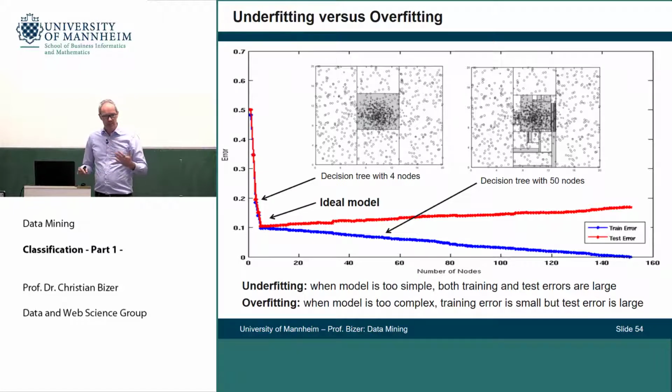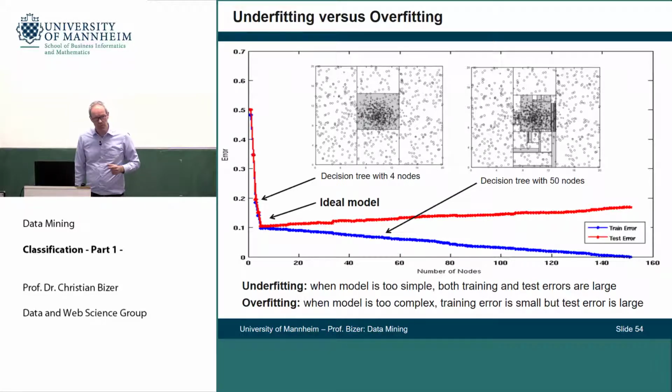So basically, given that it can only set 4 nodes, the algorithm would choose the ideal splits for these 4 nodes, and it would end up with a model that is rather bad at classifying training examples and rather bad at classifying unseen test examples. Because just the model is too simple, it's bad on training and it's bad on testing. That's underfitting.